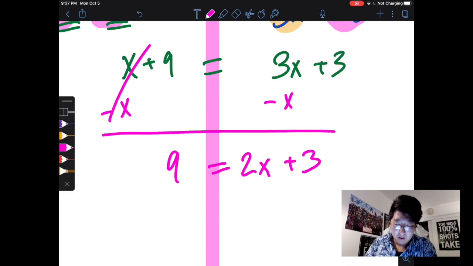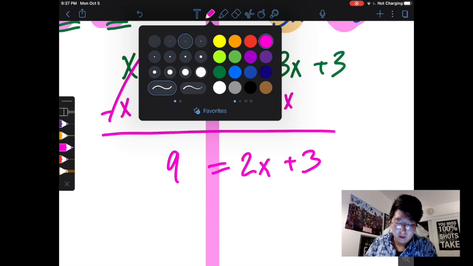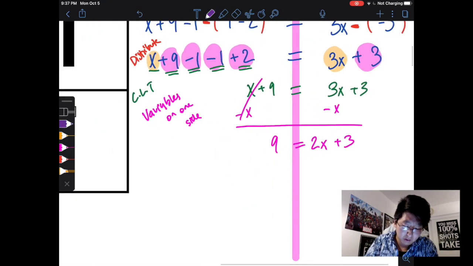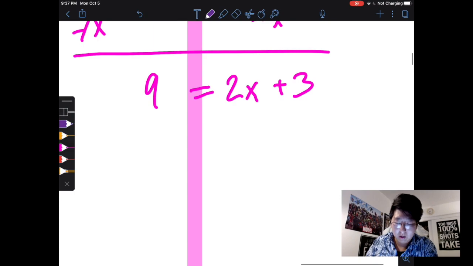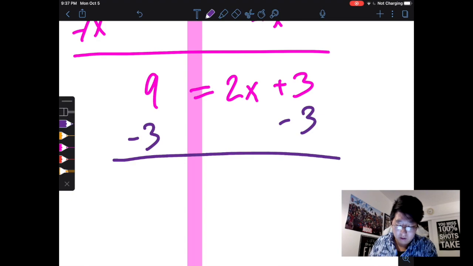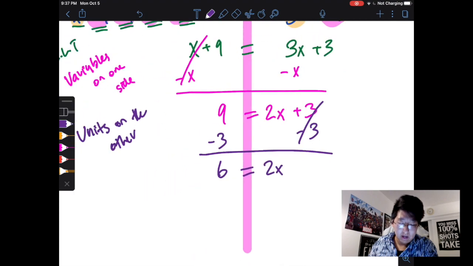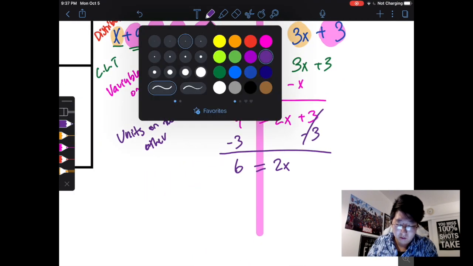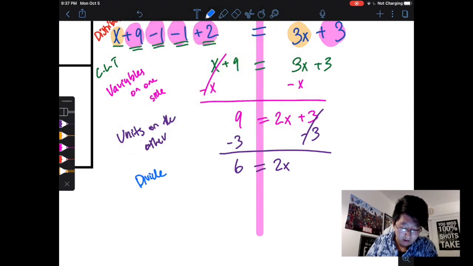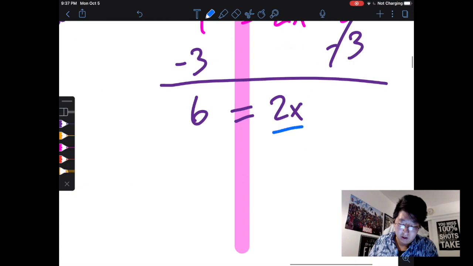Alright. Now we need to get the units on the other side. Variables on one side, units on the other. So here we want to get negative 3 on the other side, or we need to subtract 3 from both sides. So that we have just 2x equals 6. The last step here is going to be to divide. We're going to divide by 2. x equals 3.